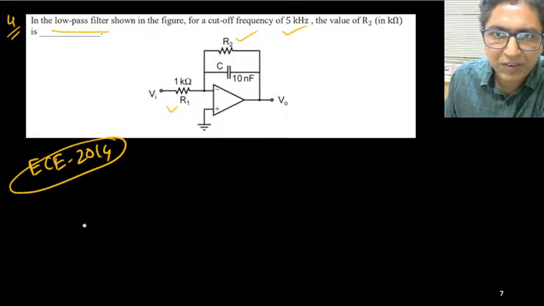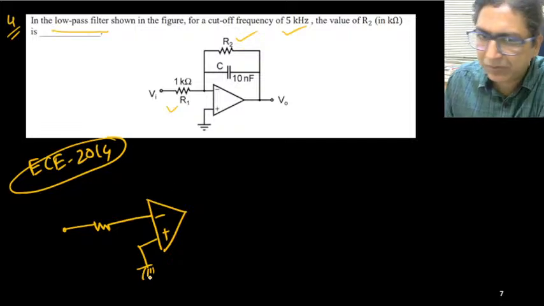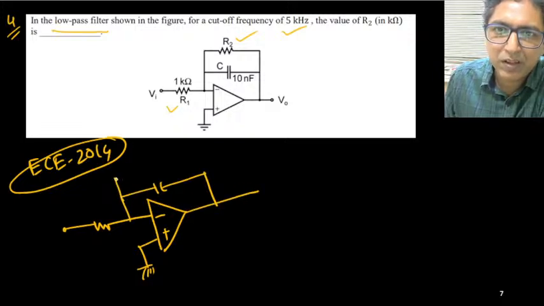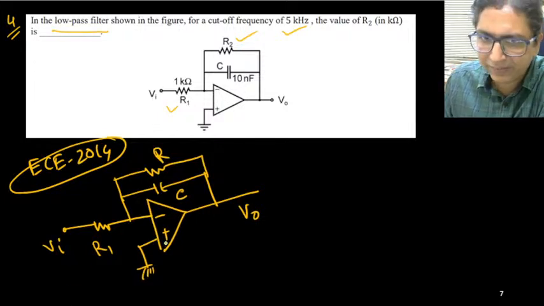Okay, so it's not very difficult. I will discuss it very quickly. This is negative, this is positive, this is grounded. Okay, this is your capacitor, and this one is your resistance. Resistance R, capacitor C suppose, and this is suppose R1. So what is the expression for V0? This is your VI. So what is the gain?